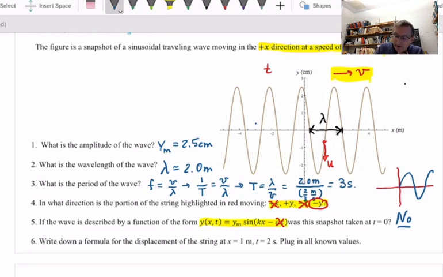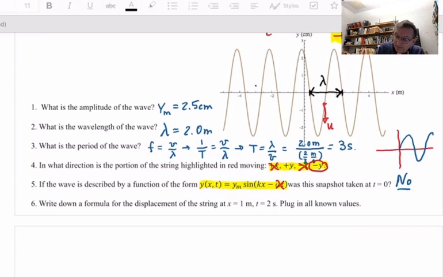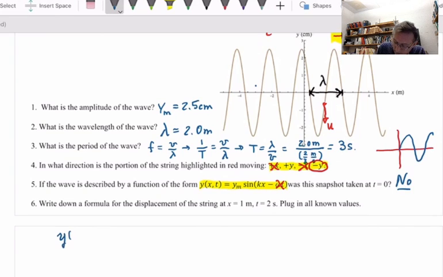So if it wasn't clear to you what this means, all I meant was, let's see if we can use the wave function formula. That's the formula for the displacement of the string as a function of x and t. y max sine of kx minus omega t. We already know the phase angle is 0. And we're saying plug in numbers.